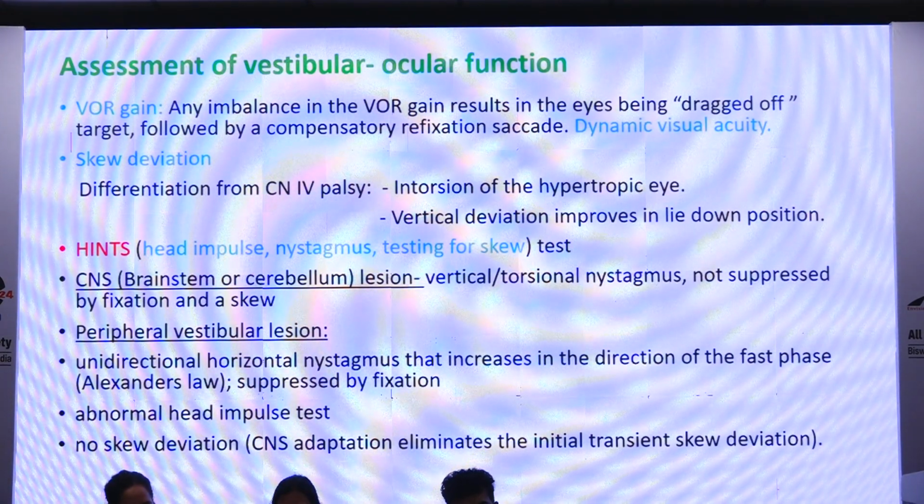So what is skew deviation? It is a vertical misalignment of the eyes due to asymmetric otolithic input. It is a vertical asymmetry. So in what cases do we clinically see other vertical asymmetry?